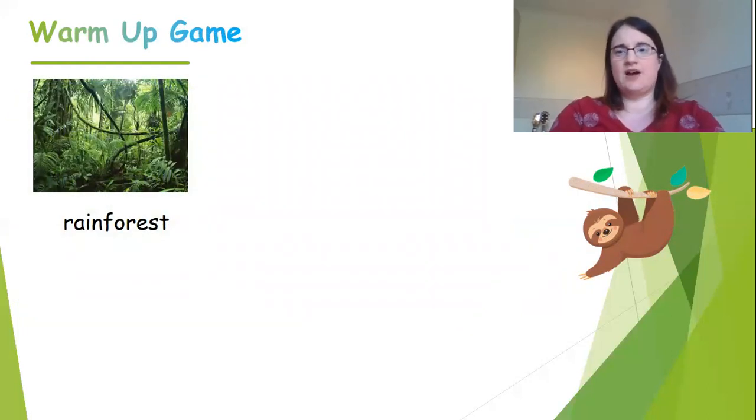Rainforest. Can you write down some adjectives to describe that rainforest? So I want a something something rainforest or the something something rainforest, and then maybe even a prepositional phrase as well if you can. Off you go. Press pause.